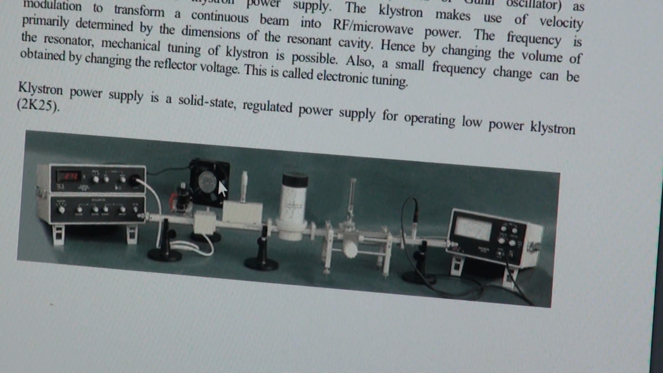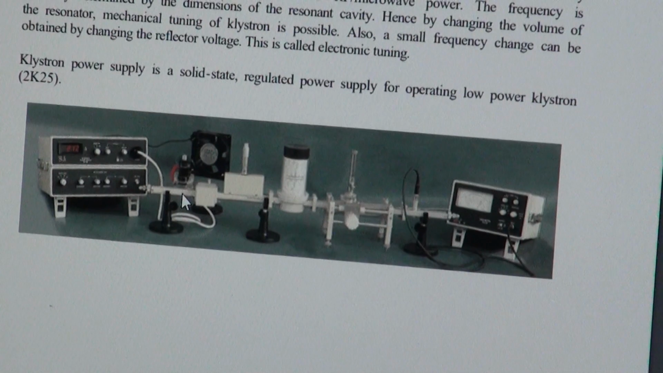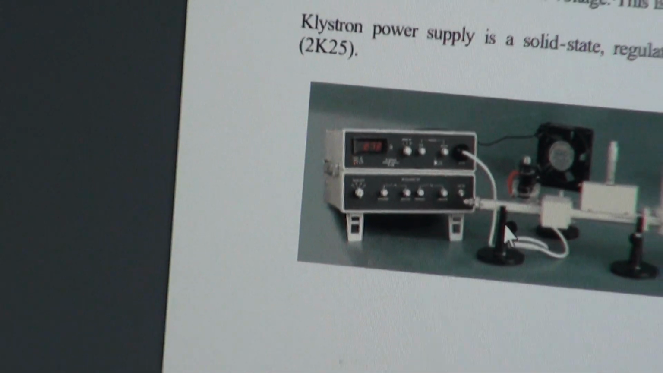And this fan here we have used because we have applied a high DC voltage. At that time our Gunn oscillator heated, and because of that reason we have used a fan here for cooling purposes. You can read in more detail for every component.